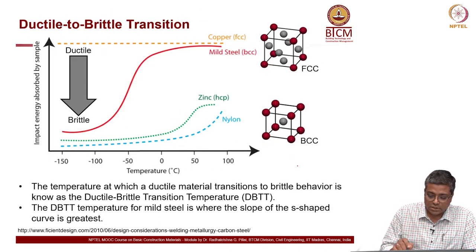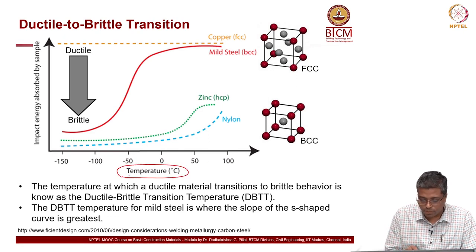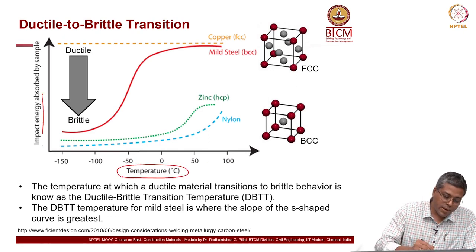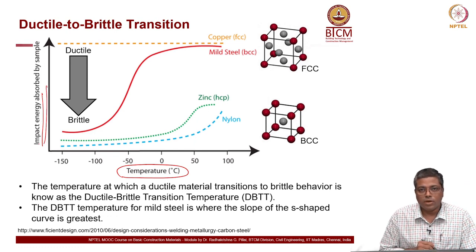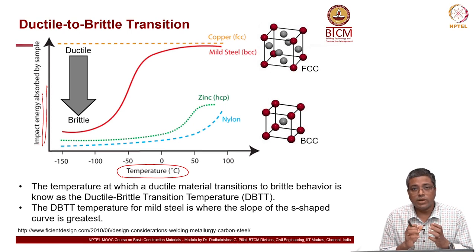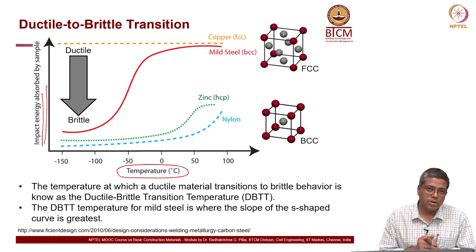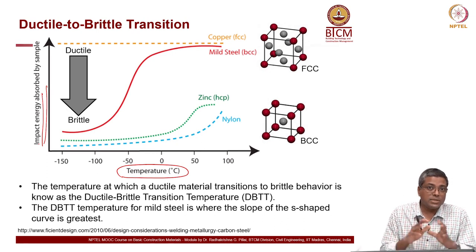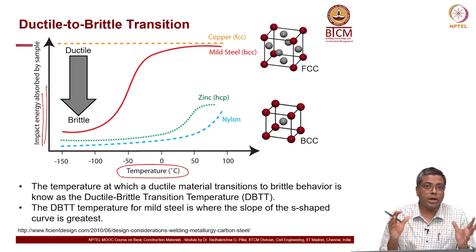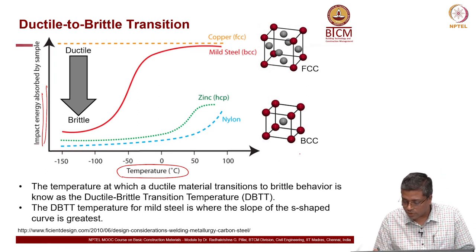Now, this is a graph which shows temperature here and then impact energy absorbed. Why we are looking at energy is, when something is behaving in a brittle manner, that means it takes less energy. If something is ductile, then it takes more energy. That is a concept. So, I am going to show you a small graph here, which I will delete later.